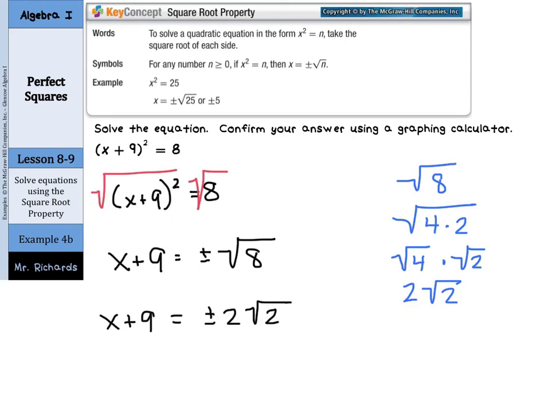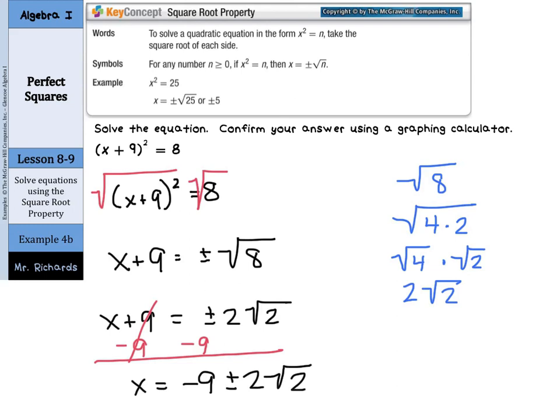Then, to solve, subtract 9 from both sides. This simplifies to x equals a negative 9 plus or minus 2 times the square root of 2. And believe it or not, that is your answer.